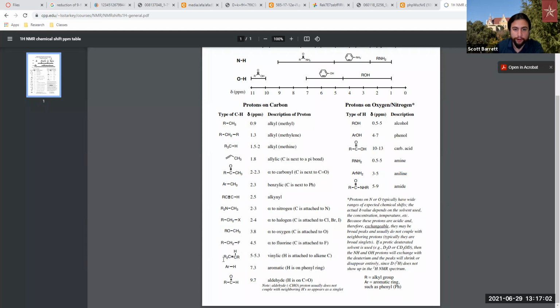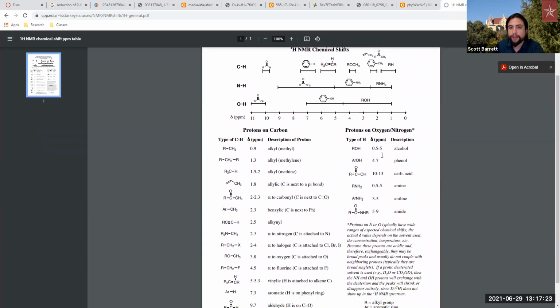Then we have our alkenes, which will be between 5 to 5.3. And then our aryl or aromatic hydrogens, like we discussed, between the lower 6 to the upper 7s. And that is a very key location for all aromatics. Finally, the aldehyde, like we discussed, near 9.7.